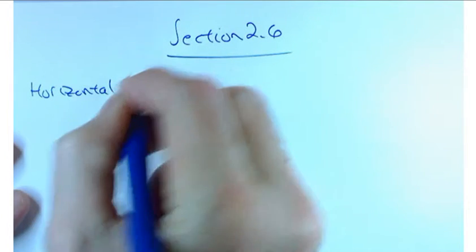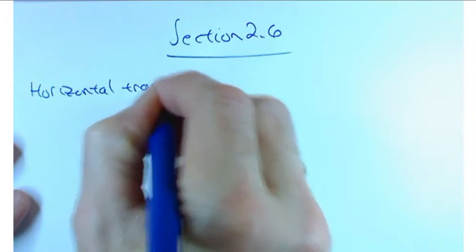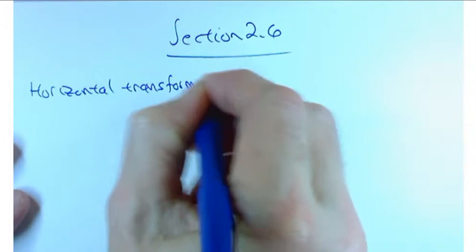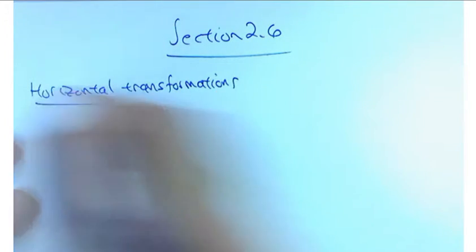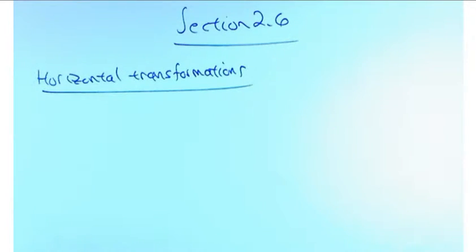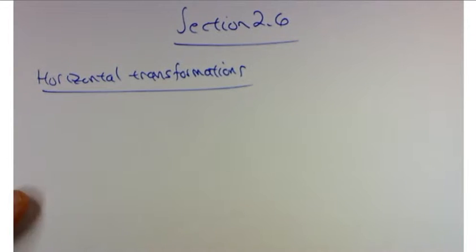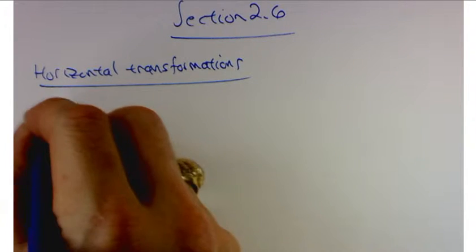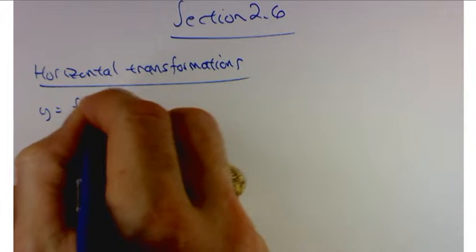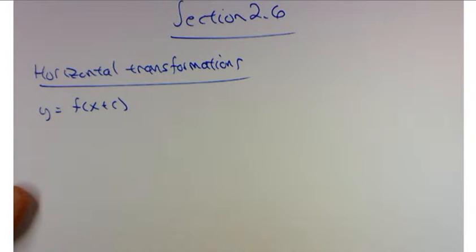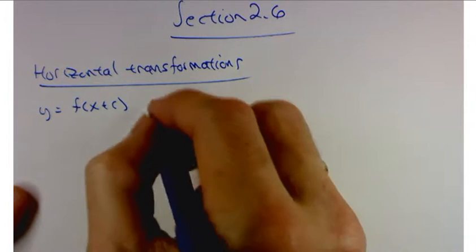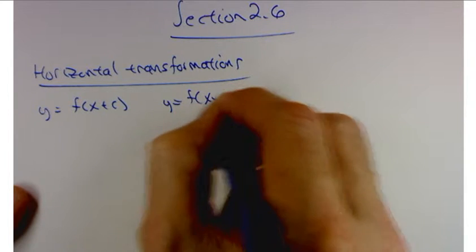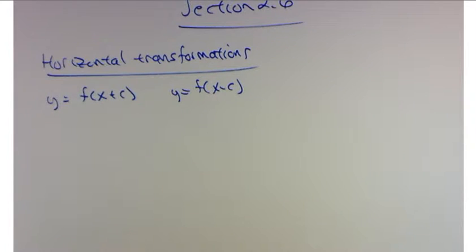And I don't think this is really anything new. Transformations. What's new is the notation here for it and how we regard these things or how we write them. So let's start with some notations. y equals f of x plus c and y equals f of x minus c. So this is writing it in a little more abstract way.